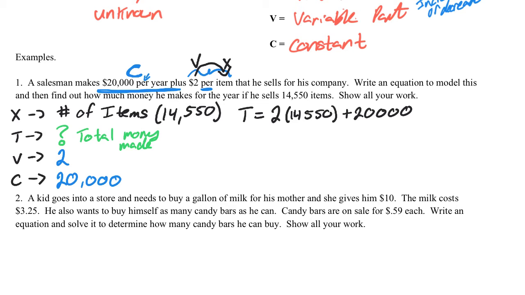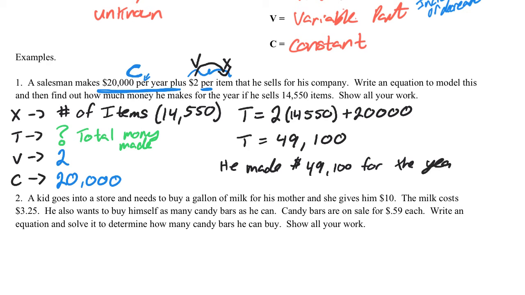So you want to just go ahead and plug that in your calculator, and we'll get T equals 49,100. Okay. And we always want to go ahead and answer the question that's asked. How much money did he make? He made, putting units on it, $49,100 for the year.